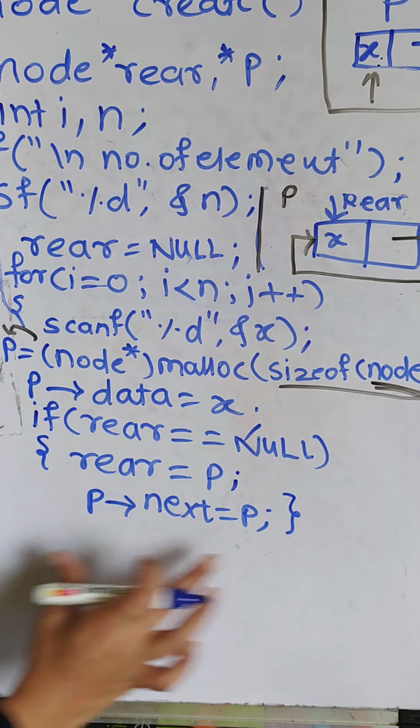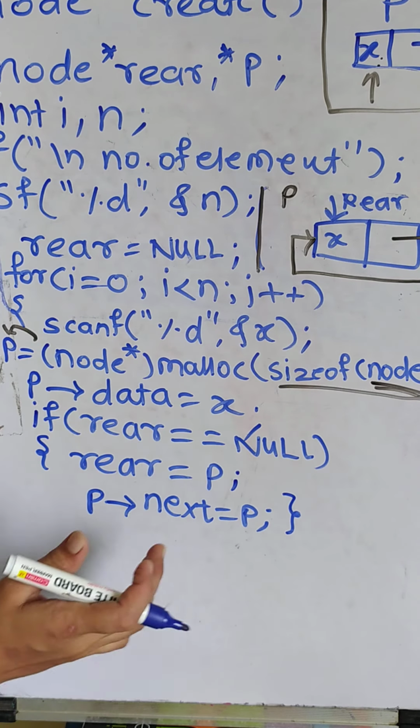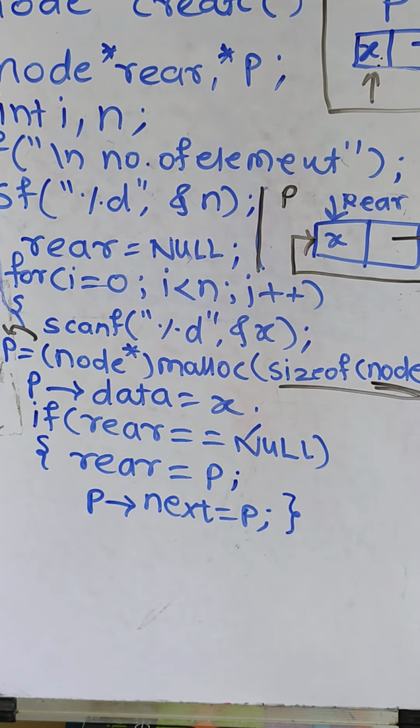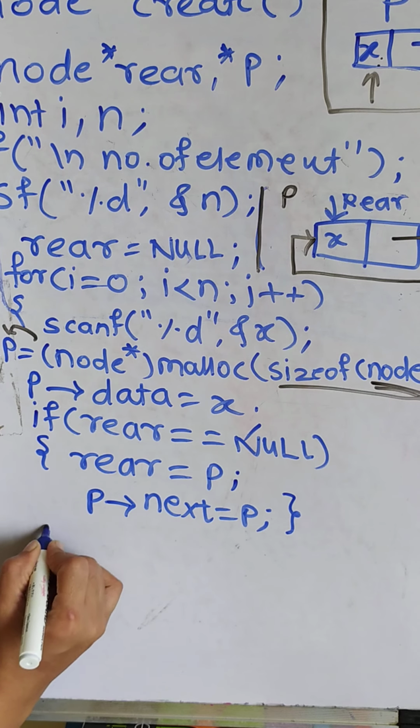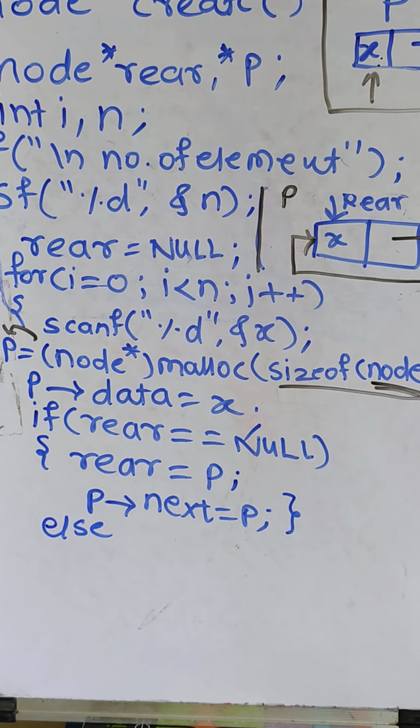Okay, due to space limitation I am writing here only. Okay, you can write on the next line. After that, else what? See, else what to do?